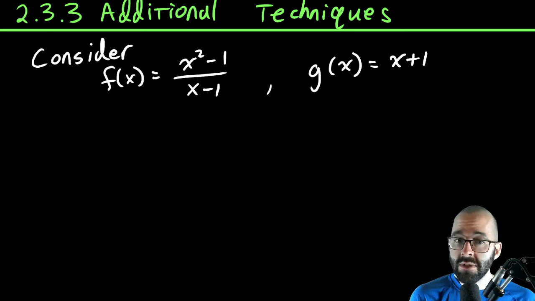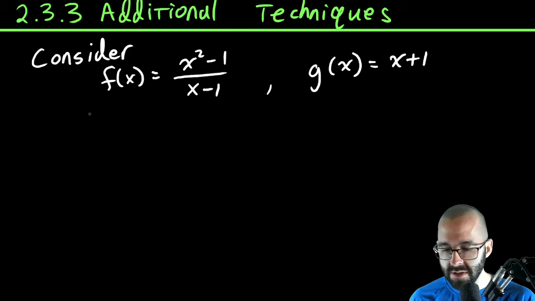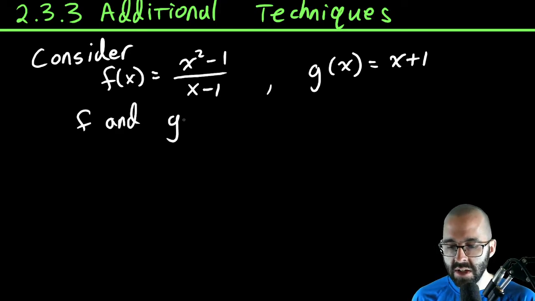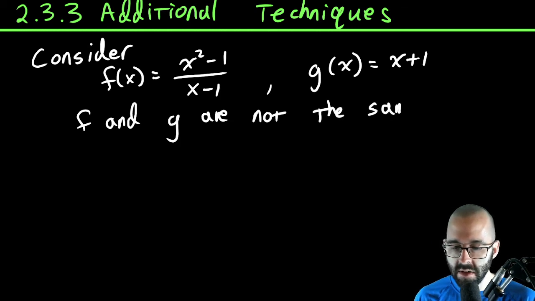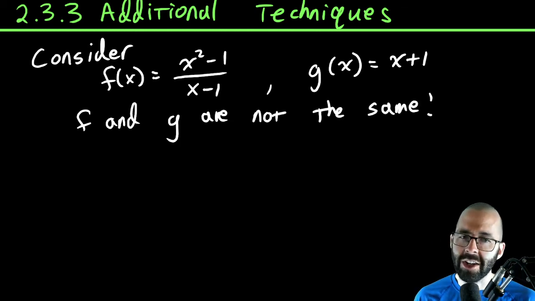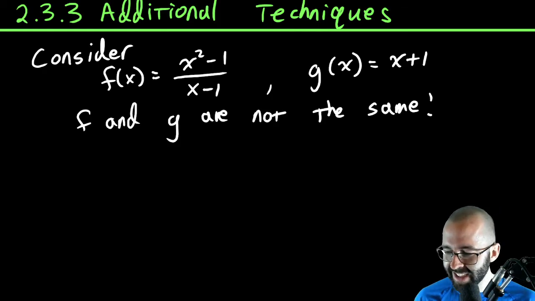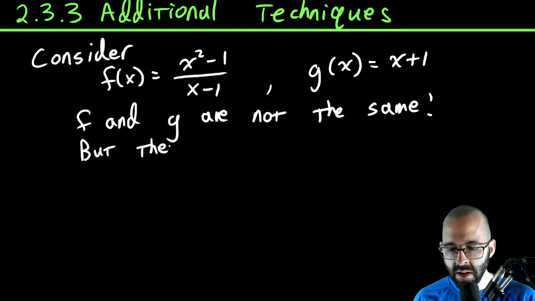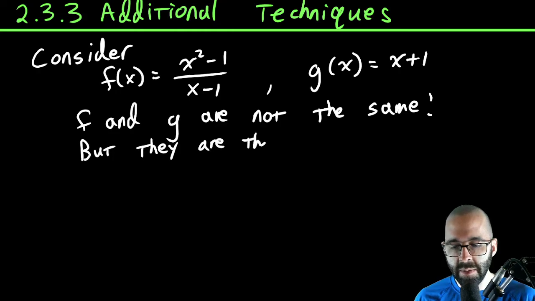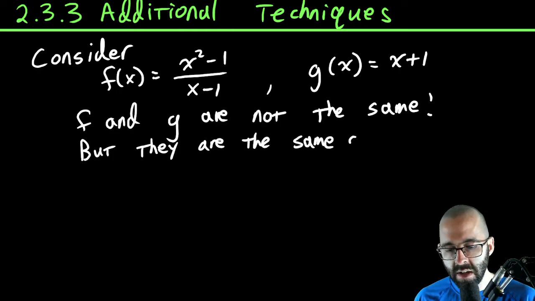So again, these are different functions. They're very similar, but they are different functions. F and G are not the same, but they are very close. Almost as close as you can get without being the same. So they are the same as x approaches 1.